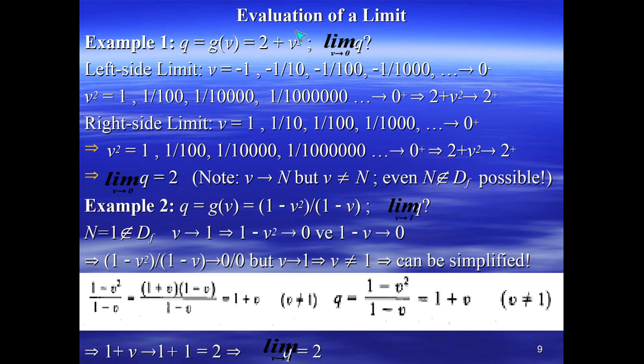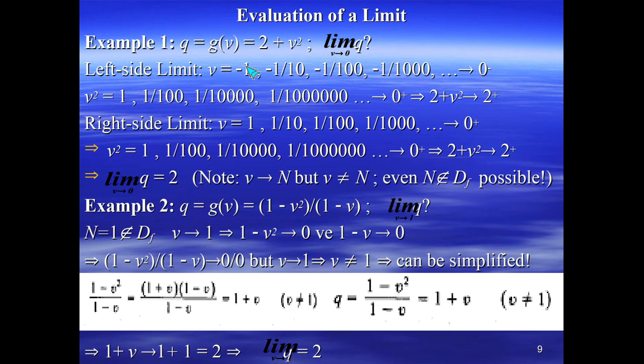But where does v square go then? V square is the square of v. Square of minus 1 is 1. Square of minus 1 over 10 is 1 over 100. The square of minus 1 over 100 is 1 over 10,000. The square of minus 1 over 1000 is 1 over 1 million. You see? And it becomes positive because the square is positive. Although v is negative, the square of v is positive. And it goes to 0 from positive values, from values above 0.